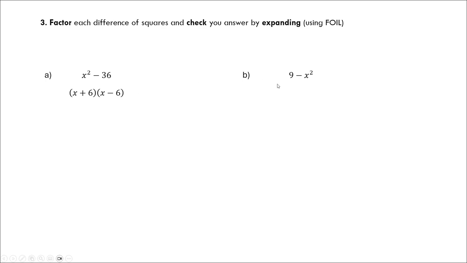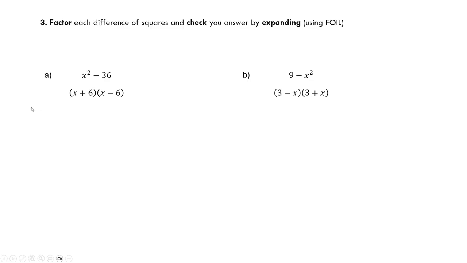The square root of 9 is 3. So we'll put our 3's in. The square root of x squared is x. We'll put our x's in. And then we'll have one negative and one positive.